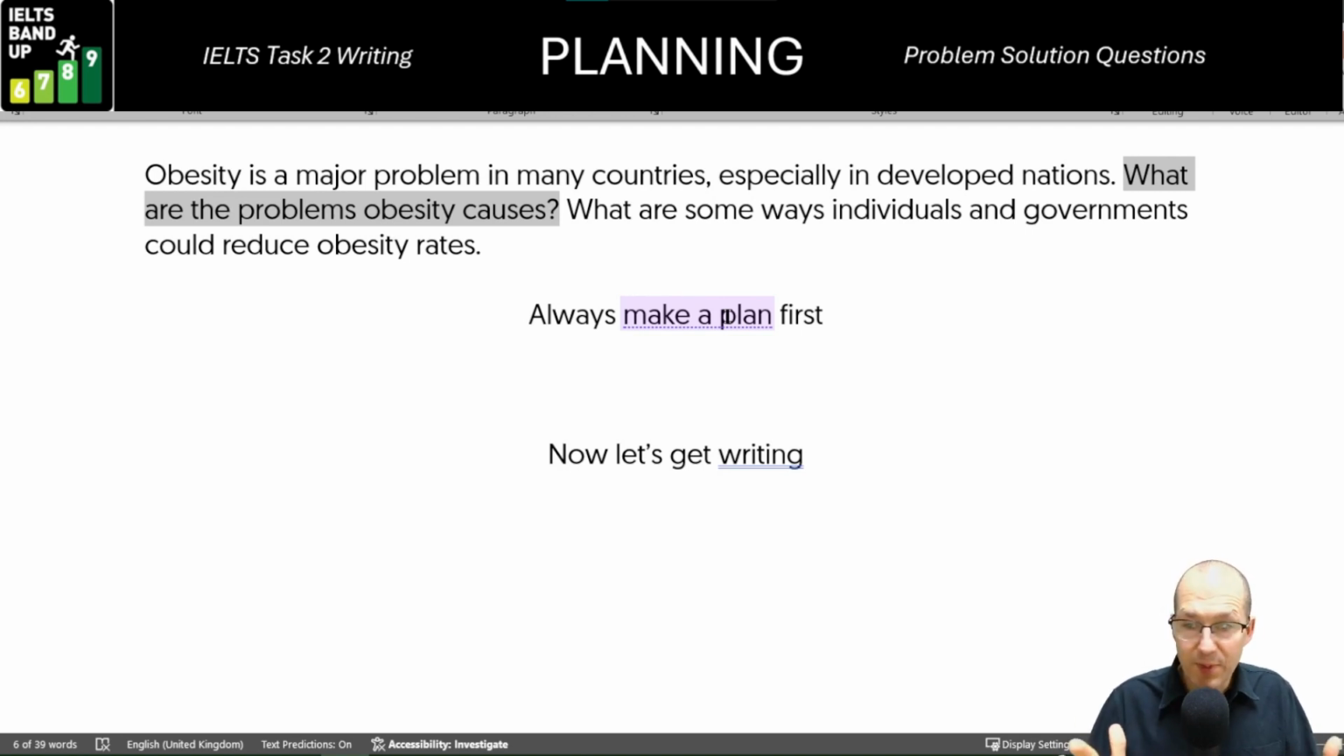And that would be, more often than not, depending on how good your writing is, enough for a band 6 or 6.5.